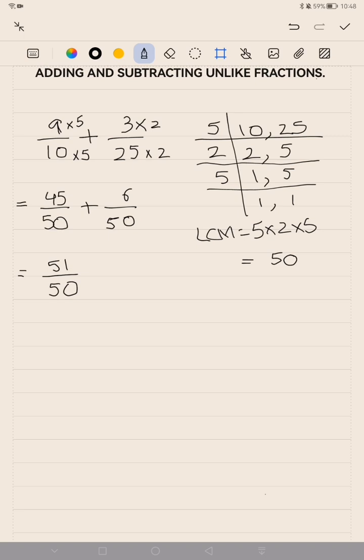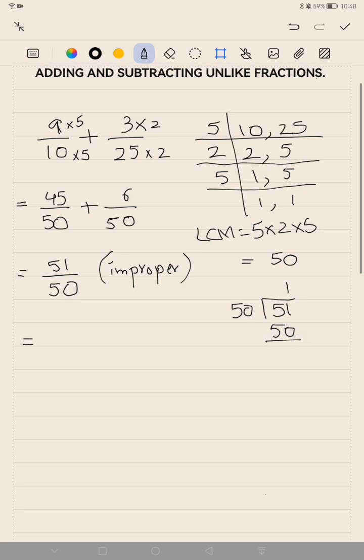Now notice that 51 over 50 is an improper fraction. Why? Because the numerator is bigger and the denominator is smaller. So whenever you get an improper fraction, you will change it into a mixed fraction by dividing the numerator by the denominator. 50 ones are 50, one remainder is left. Now one whole number, 1 out of 50. This is our final answer.